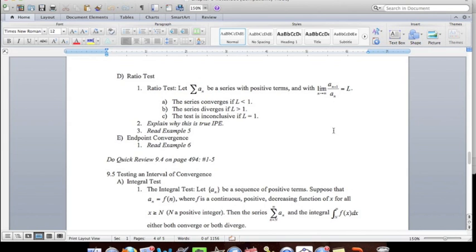Example 6 in the notes is an example of a special kind of series that we call a telescoping series. There aren't really any notes here on this, so we'll just jump into the example. We're asked to find the sum of this series. What does this thing add up to?